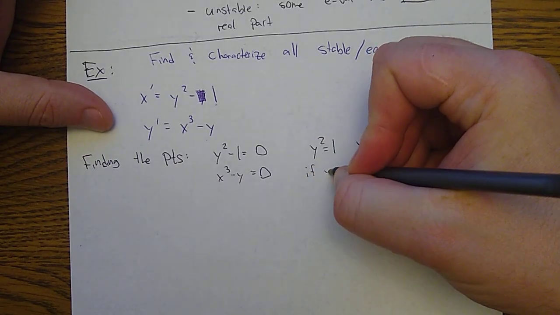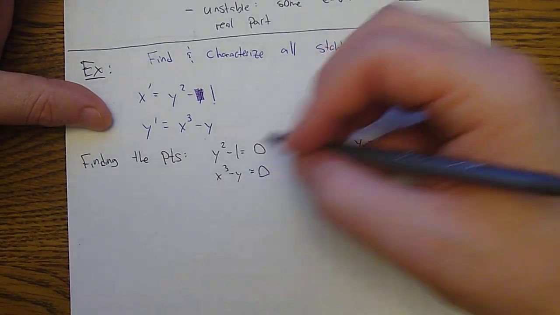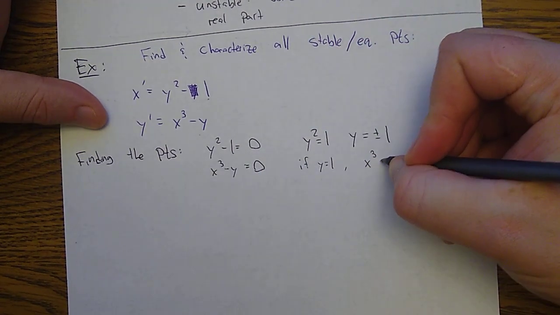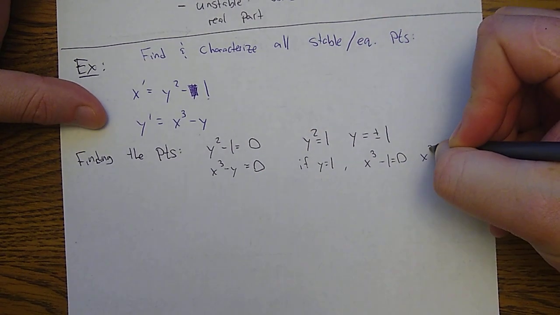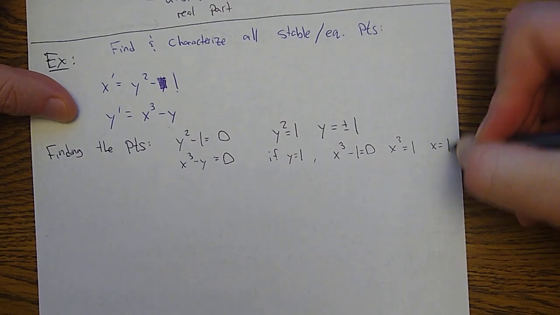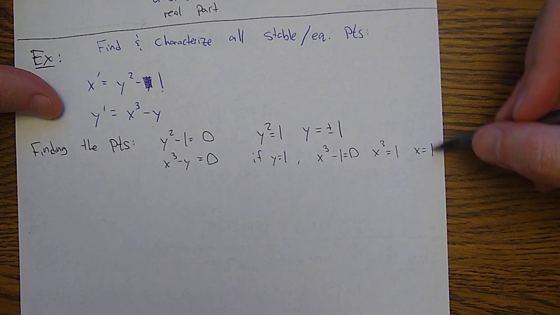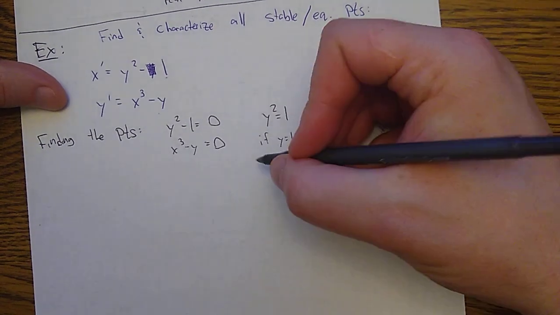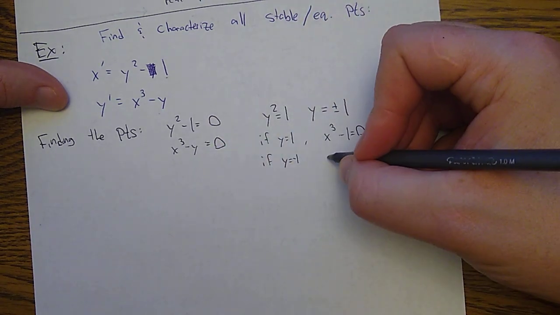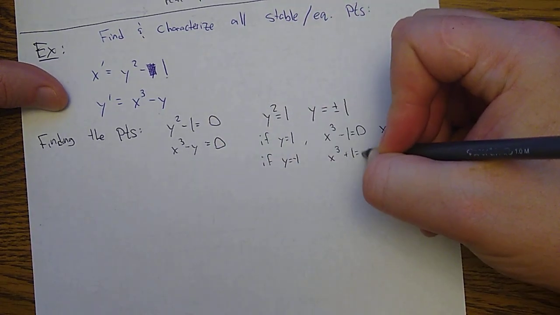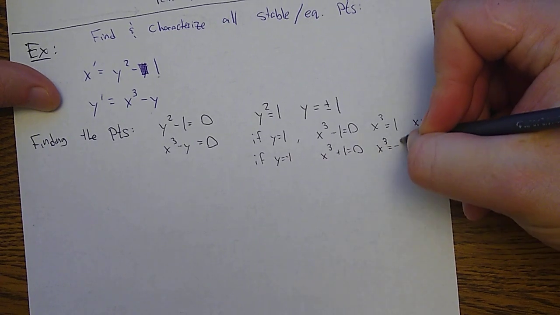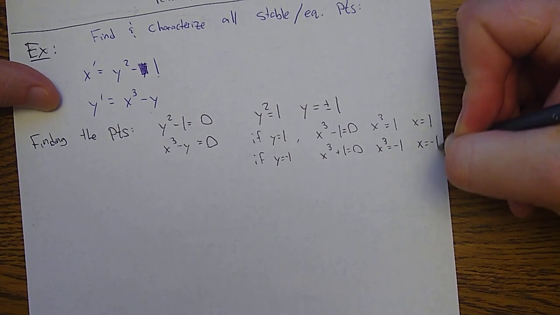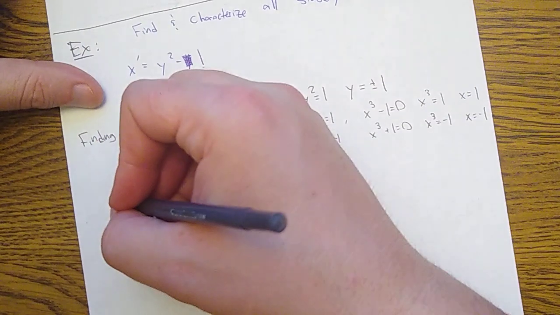Once I know that, I can plug that in here and get x. But I have to do each one separately. If y is 1, then I get x cubed minus 1 equals 0. X cubed equals 1. So x would just be 1. X isn't plus or minus 1 here. The cube root of 1 is just 1. On the other hand, if y is negative 1, the other possibility, then I get x cubed plus 1 equals 0. X cubed equals negative 1, and I would do the cube root of that, which would be negative 1.